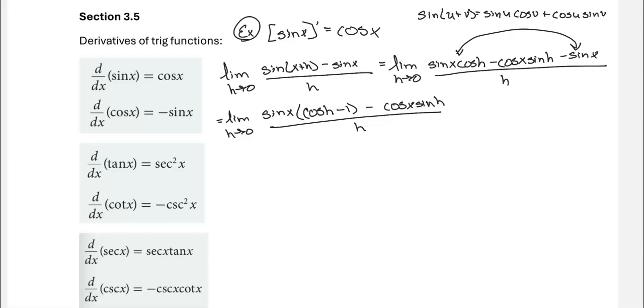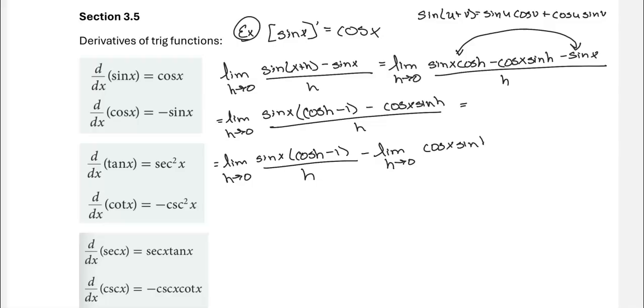Now we're going to do some fancy math. I'm going to split that numerator. That's one of our tricks that we can use. So this is sine of x times cosine of h minus 1. I'm going to rewrite this as two different limits. I'm doing two steps in one here. So I split that numerator. I know the limit of the sum is the sum of the limits.